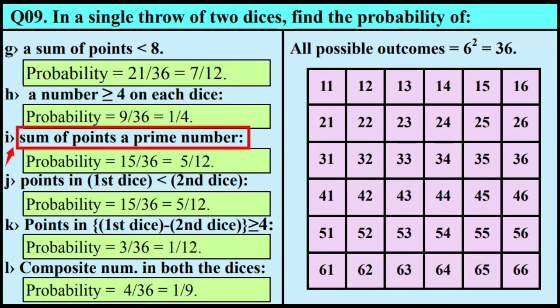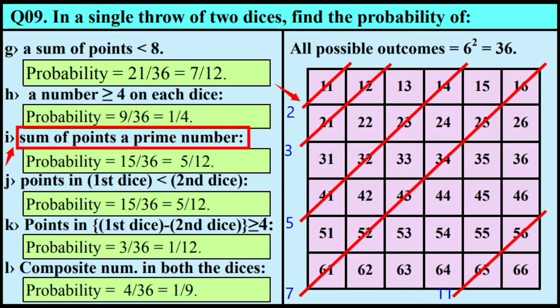Number I. Since the question speaks about sum of points, hence we look for lines parallel to right diagonal. Observe the first line where sum of points is 2, a prime number. Observe the second line, the sum of points equal to 3, a prime number. Observe the third line where sum of points is 5, a prime number.